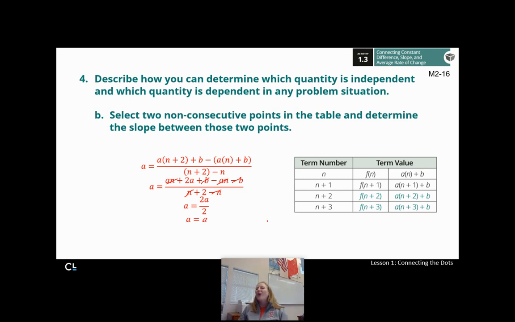So even though we didn't pick two consecutive points, even though we picked two points that were not next to each other, I still got a common difference, a slope of A. That did not change. It's all the same stuff. My slope is constant. But we knew that was going to happen, didn't we?